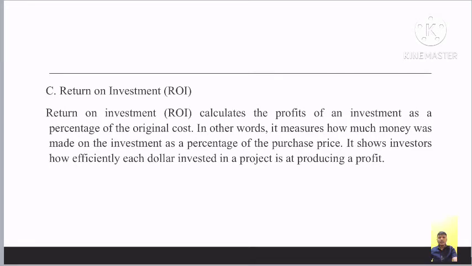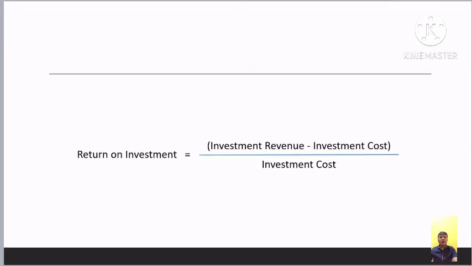The next slide is return on investment, ROI. Return on investment calculates the profits of an investment as a percentage of the original cost. In other words, it measures how much money was made on the investment as a percentage of the purchase price. It shows investors how efficiently each dollar invested in a project is at producing profits. The formula for return on investment: investment revenue minus investment cost divided by investment cost.